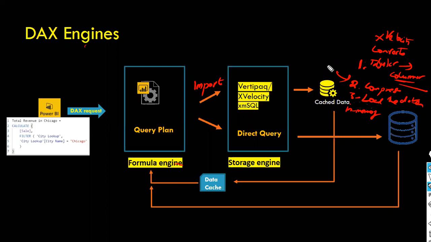So that is the reason why it converts the tabular data into columnar structure, and then it encodes the data and compresses the data within each of the columns.